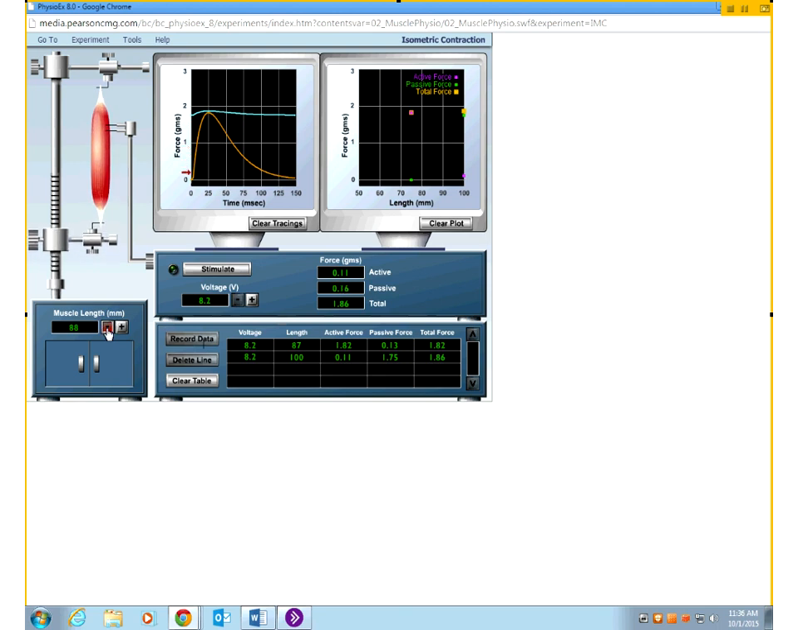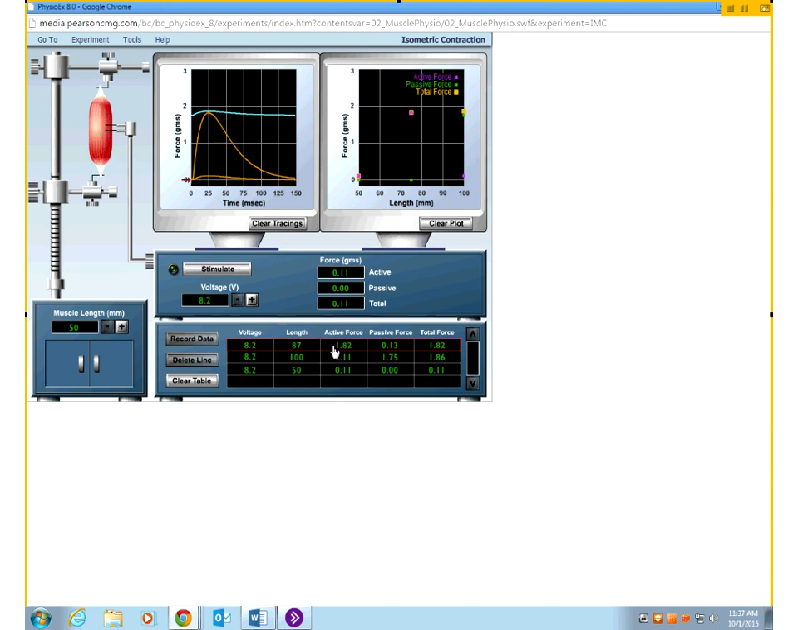Now what happens if I make this muscle as short as I possibly can? We're going to stimulate, record our data on there. Notice how these two numbers are the same for our active force when the muscle was too long and when the muscle was too short. So that just goes to show you that the optimal length was where it was at, I think, about 75. When that muscle was at its optimal length, we were able to generate the most force.